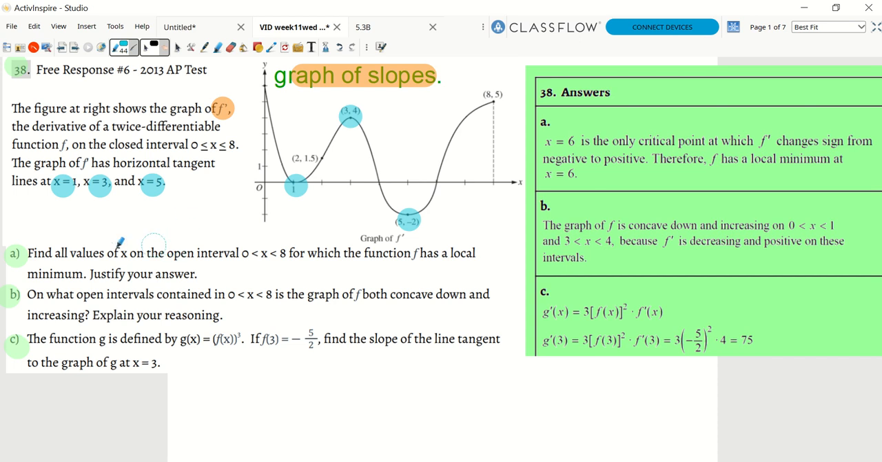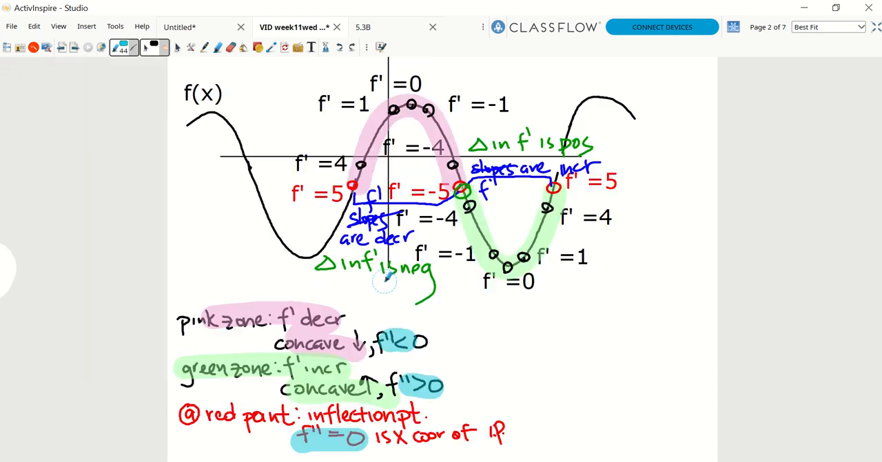Now, find all the values of x on the open interval where there are local minimums. So local mins and maxes, let's just talk about local mins and maxes. If we look over here, ignore what I wrote here in blue and what I wrote here in green. Let's see if I can make a clean diagram without that blue and green, because that can be a little bit distracting.